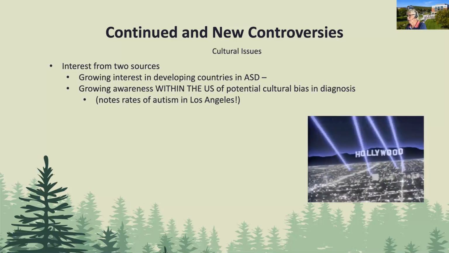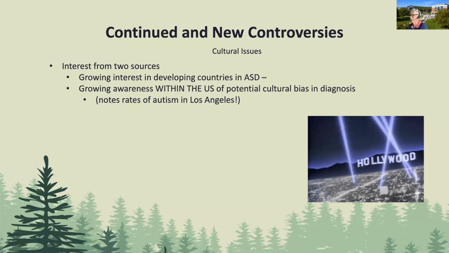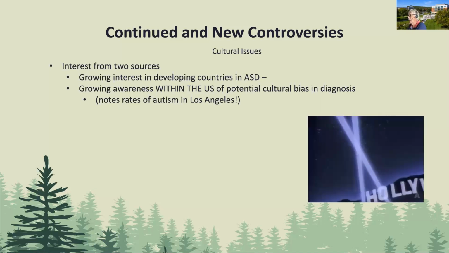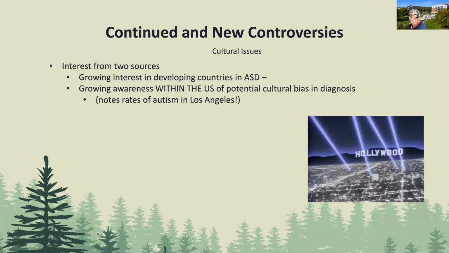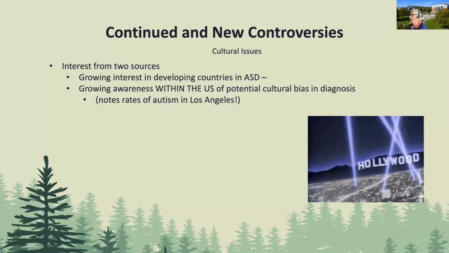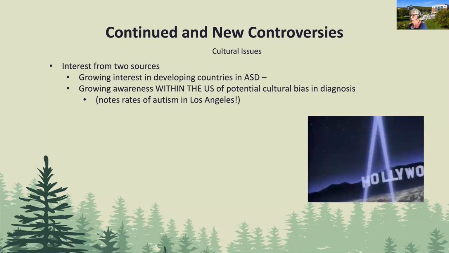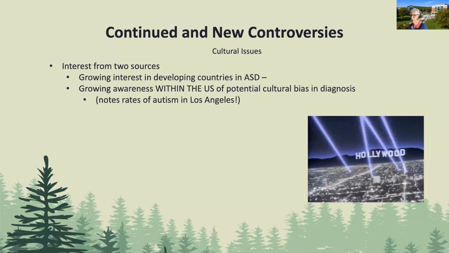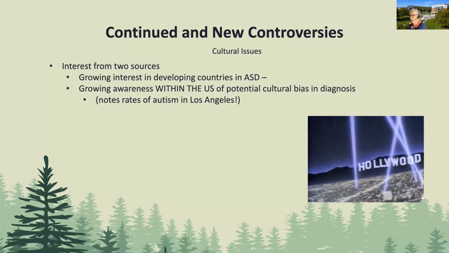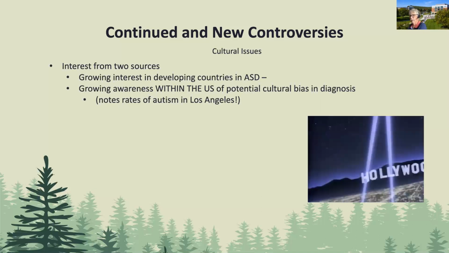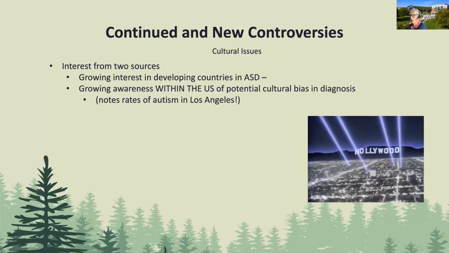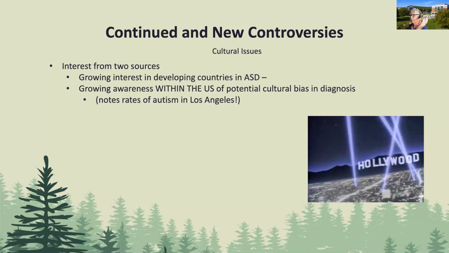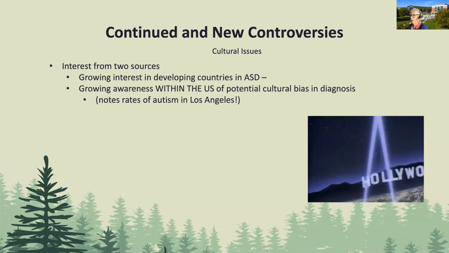But there's also great awareness within the United States of the potential of culture for impacting bias in diagnosis. I mentioned Hollywood here because there's a published study showing rates of autism in Los Angeles. The highest rates are in Beverly Hills. The lowest rates are in the poorest sections of Los Angeles, East Los Angeles, Watts. What does that mean? Do we think that really means there are marked epidemiological variations that are due to living a couple of miles apart? No. What does it reflect?